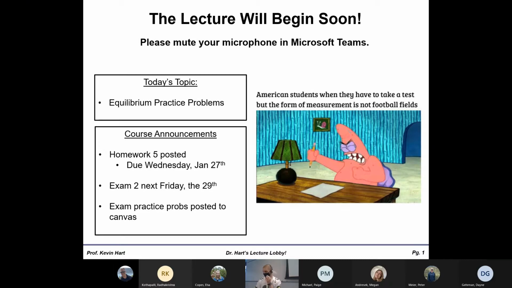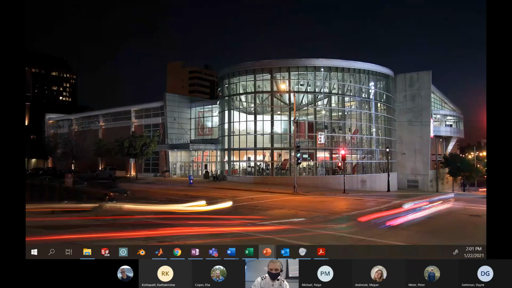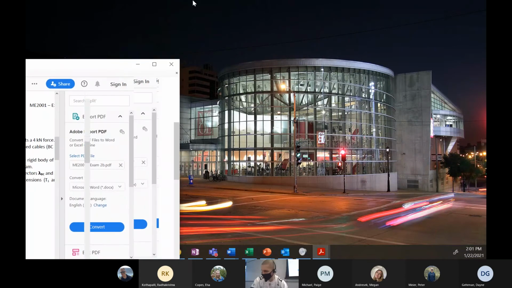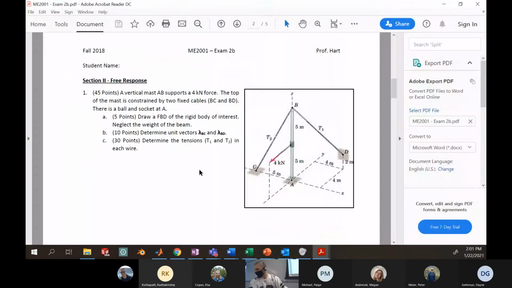All right. So, like I said, we're going to do practice problems today. And what better place to take practice problems from than previous exams? So here's a previous exam I gave 2 years ago in the fall. And here's a problem that I gave on my test.